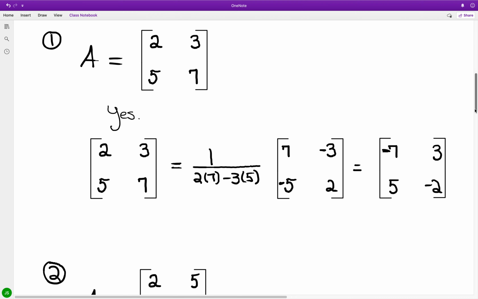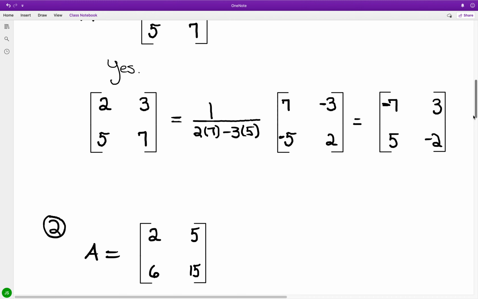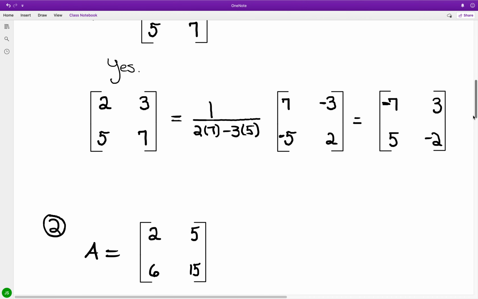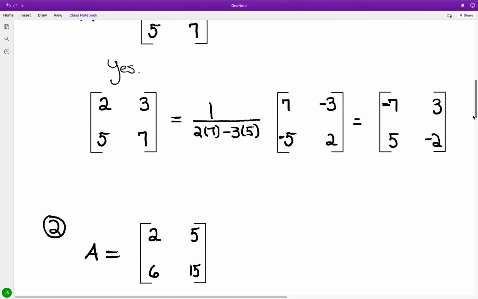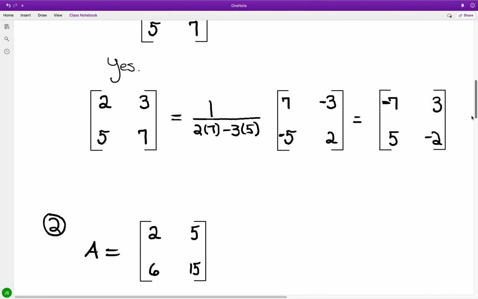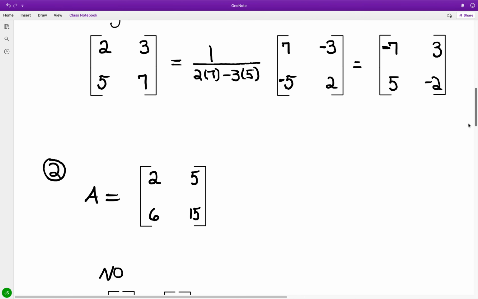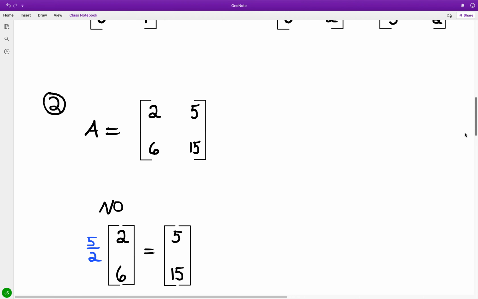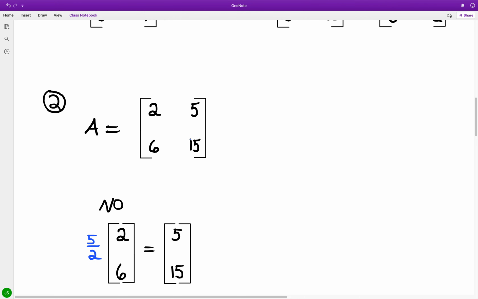Now for the next sample, say A is equal to another 2 by 2 matrix where the top row elements are 2 and 5, and the bottom row elements are 6 and 15. If you notice, this is not going to be a matrix that has an inverse. One reason is that we're not going to have linear independence, because 5 and 15 will be direct multiples of 2 and 6. In fact, 5 and 15 will be scalar multiples of 2 and 6. So you have 5 halves times the first column coming out to 5 and 15. And so we do not have linear independence.